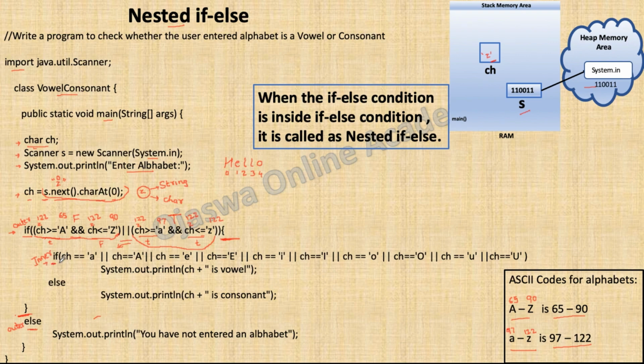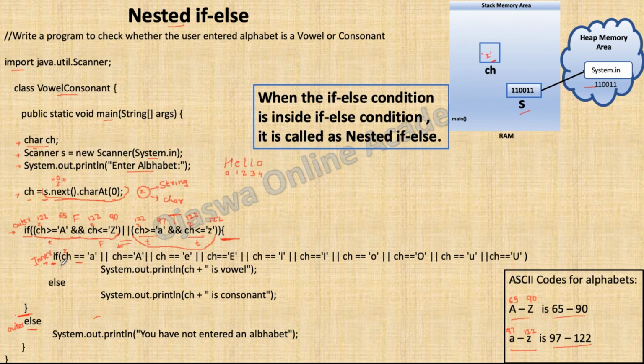Here we are checking whether the user entered alphabet is a vowel or a consonant. So how do we do this? ch is lowercase z, equal to 'a'. So it will check whether the ASCII codes are equal. This double equal to operator checks whether the two numbers are equal or not.